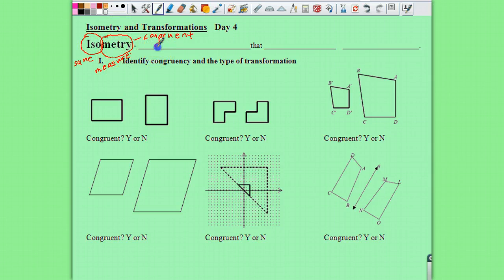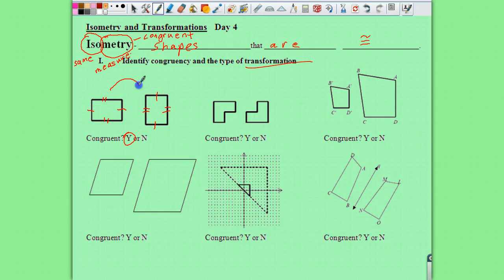Shapes that are congruent. It doesn't matter which way they're turned or anything, it just matters that they're congruent. Identify congruency and the type of isometry, the type of transformation. Are these two congruent? Yeah, that's congruent to that, which is congruent to that. And of course, we have these two sides congruent to these two sides. Yes? What type of transformation made this?